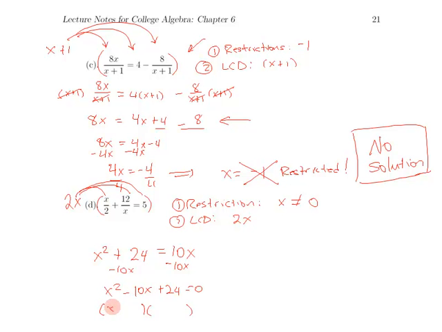So factoring, we get x, we know they're both minus. Two things that multiply together to give me 24, but add together to give me 10 would be 6 and 4. So we let x minus 6 equals 0, and x minus 4 equals 0, gives me x is equal to 6, and x is equal to 4. We got two different answers. Now, are either of them restricted? Well, no. They both are not restricted, so they are both answers.